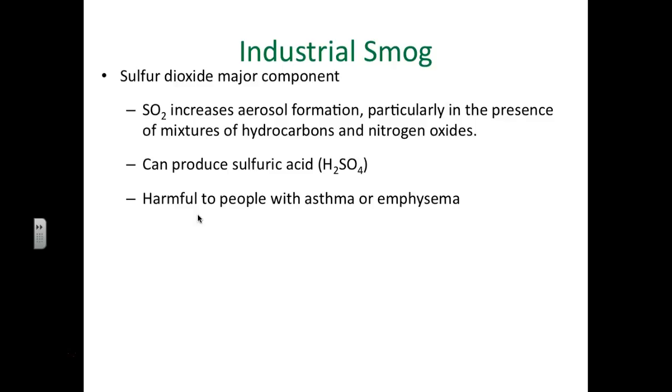One of the main culprits in industrial smog is sulfur dioxide. So sulfur dioxide increases aerosol formation. What that does is that mixes in with aerosol, which greatly reduces visibility, and can also create changes in regional climate. Sulfur dioxide can also produce sulfuric acid, which is not good and can cause acid rain. Again, sulfur dioxide is also very harmful for people who have asthma or emphysema.